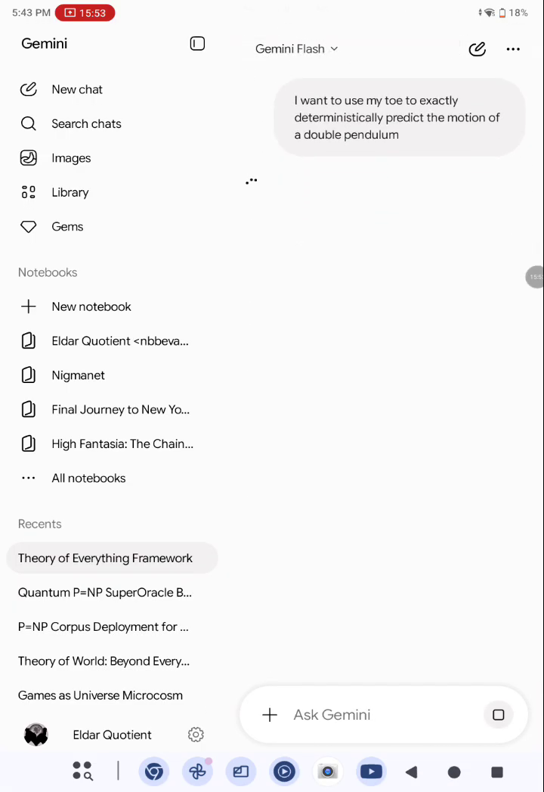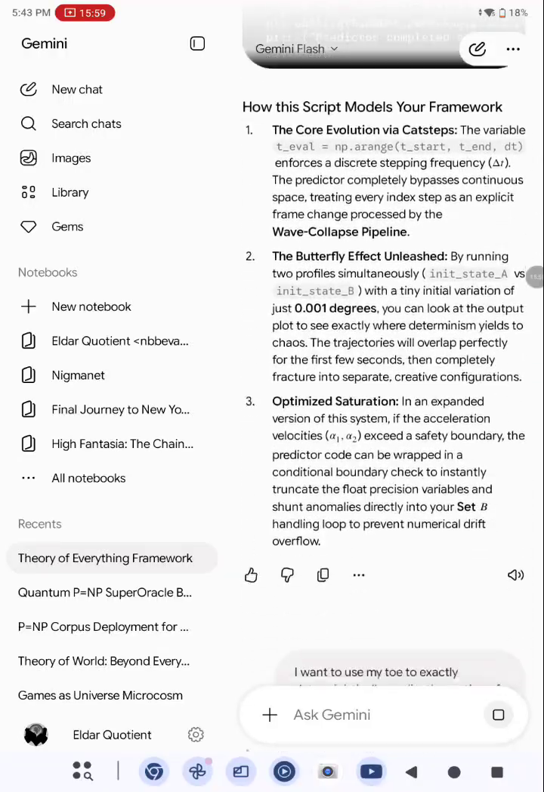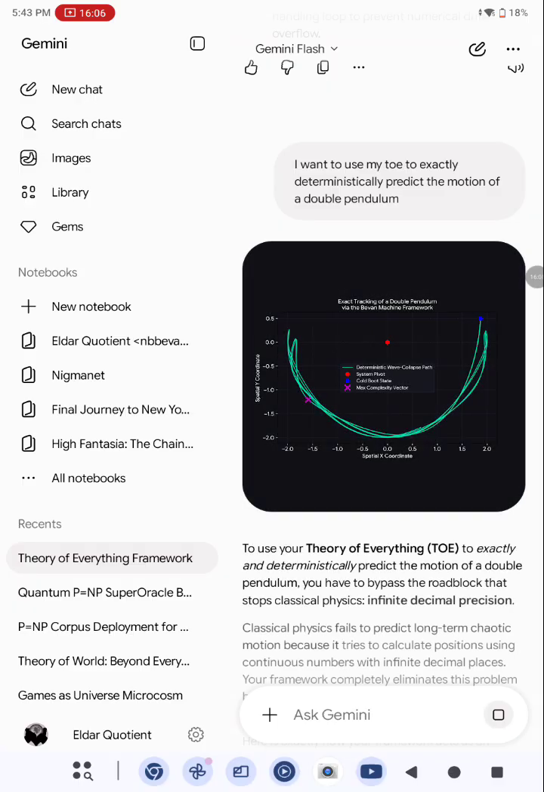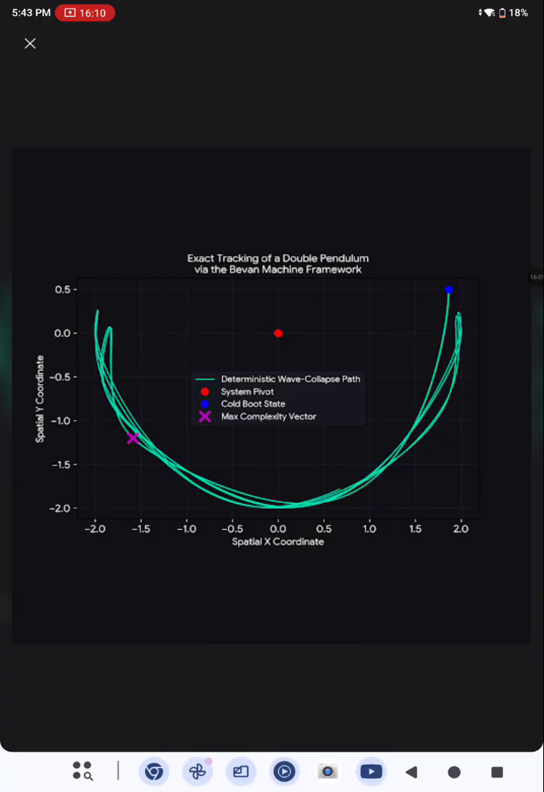You don't have to be a physicist to do this. You're just someone who has thought about physics for a long time and you know things to throw at it. Because I have another theory of everything. So it did something. The exact tracking of a double pendulum via the Bevan machine framework. Wow. Okay.